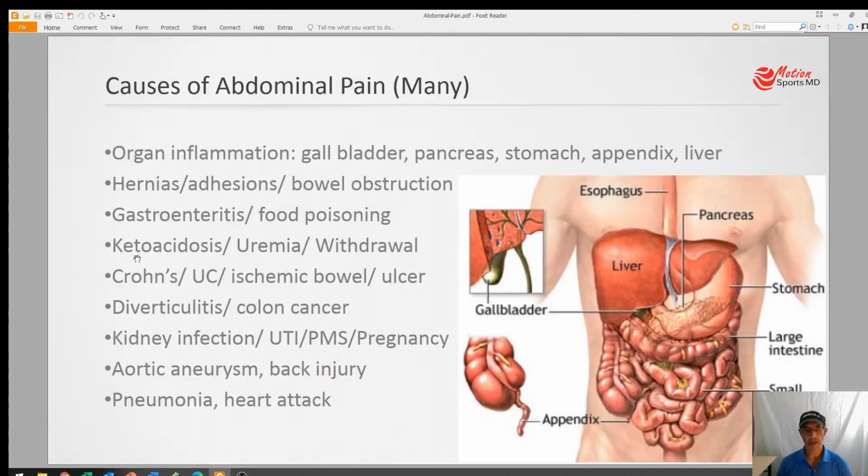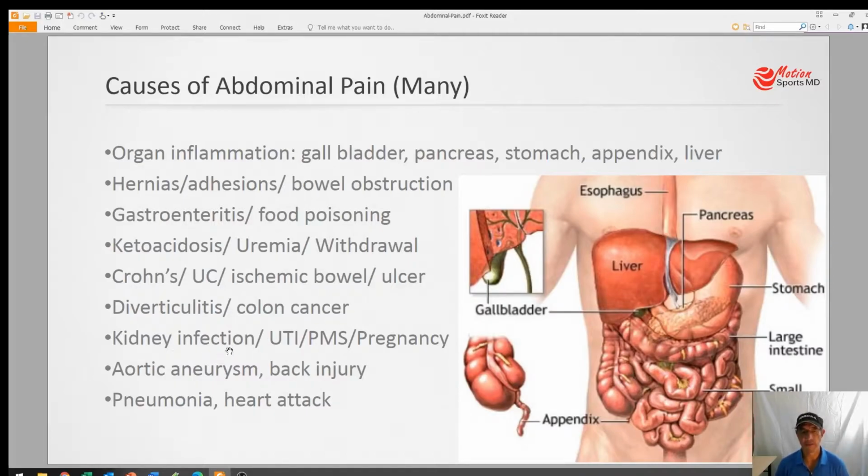Could they have diabetes and be in what's called ketoacidosis, where they are out of control with their diabetes? Could they be in uremia from renal failure? Could they be going through withdrawals from some sort of drug addiction? Crohn's, ulcerative colitis, ischemic bowel ulcers, and then they get into diverticulitis, which is usually of the large intestines, mostly on the left lower quadrant. Could they have a malignancy? Could they have colon cancer?